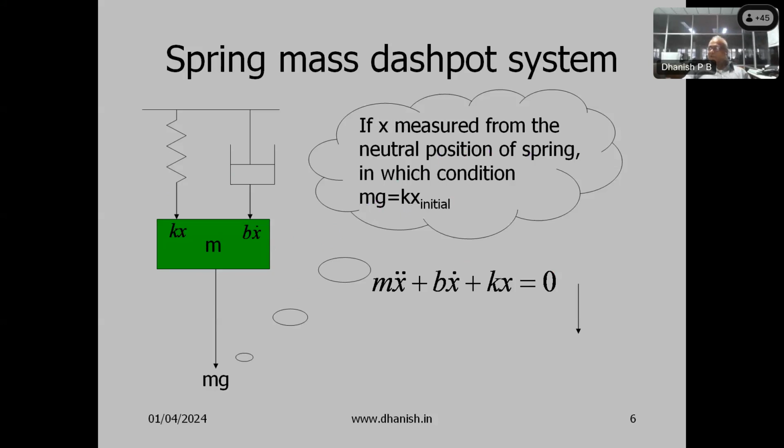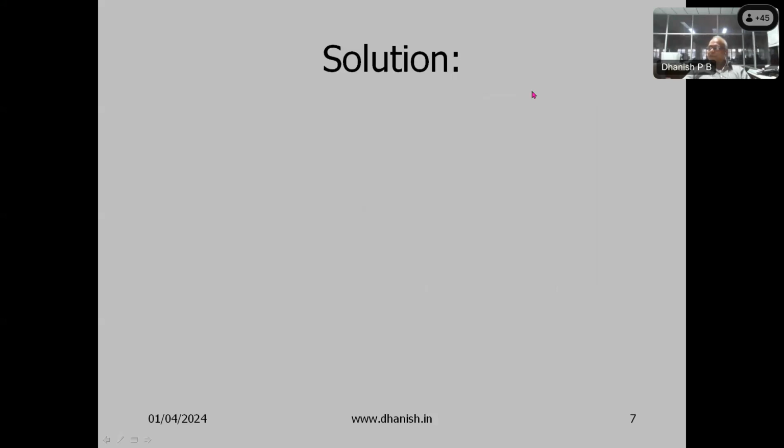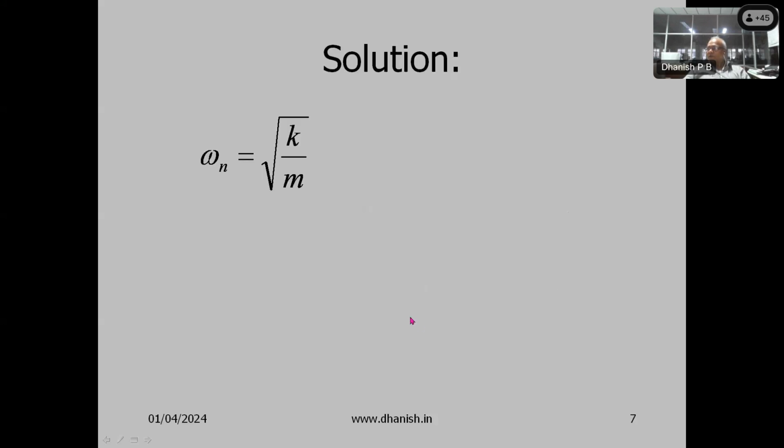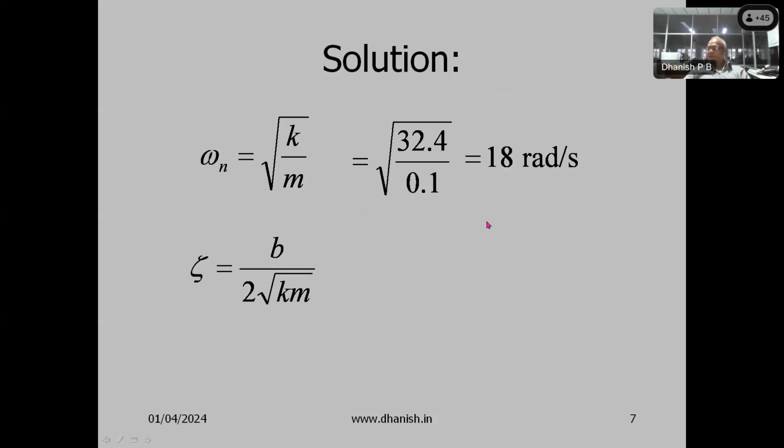Okay, I think you would have studied this in many places. It's a famous differential equation. So the solution to our problem is, we have to compare this differential equation. So omega n equal to root of a naught by a2. Here m is a2, and a naught is equal to k. So omega n equals root of a naught by a2, which is root of k by m. Substituting the values, we get 18 radians per second.